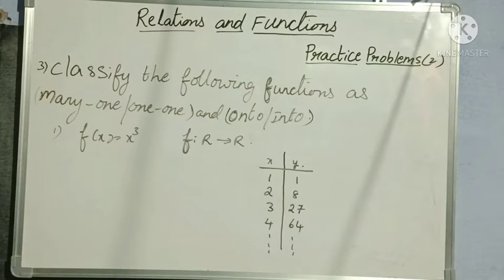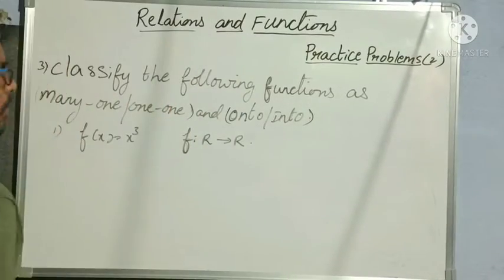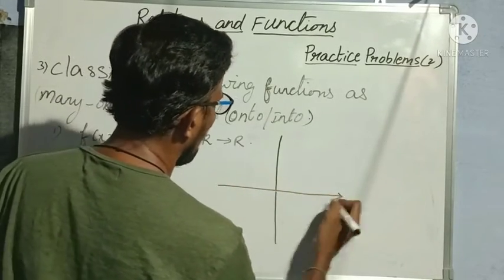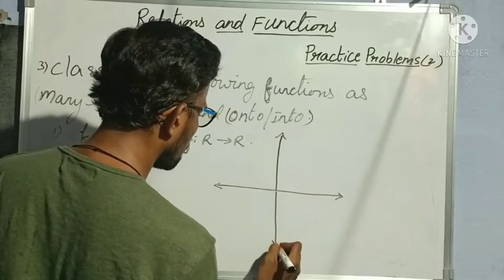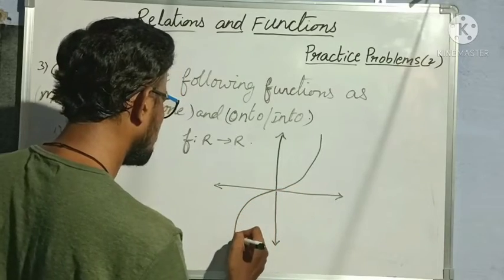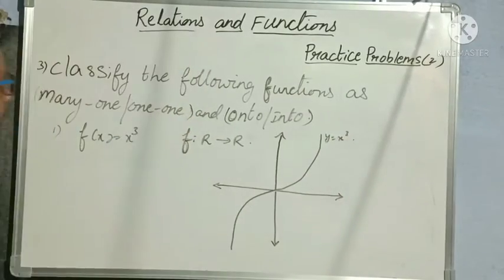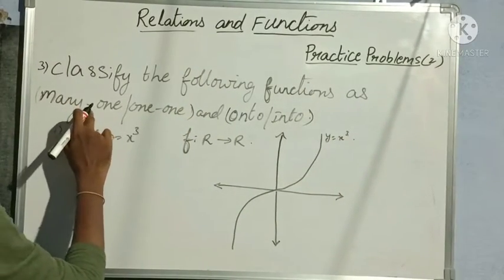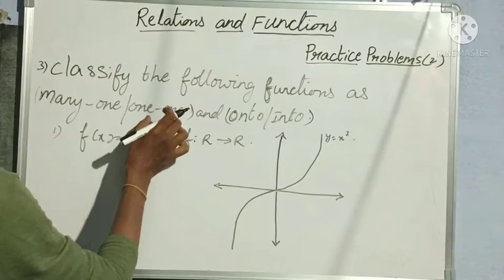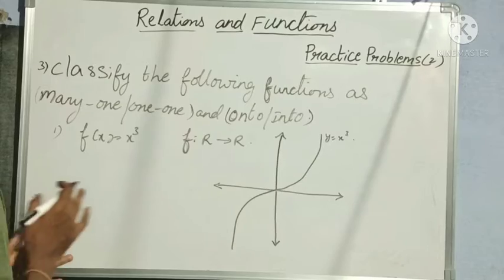So f of x is equal to x cube. Let us do the graphical method. So already we know the graphical method. So this is the x axis and y axis. Already we know that y is equal to x cube. The graph will be like this, right? So this is my graph of y is equal to x cube. To define whether it is a many one or one one function, we should take either the horizontal test or the vertical test. So first let us see the horizontal test.